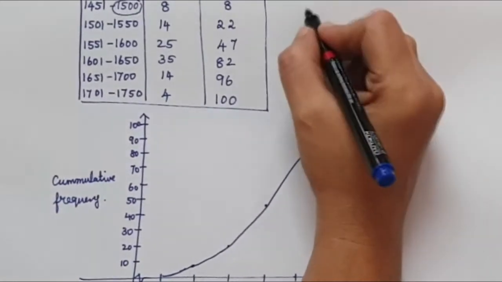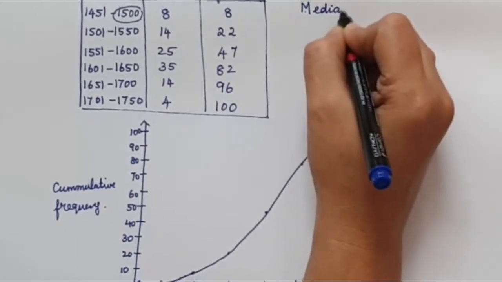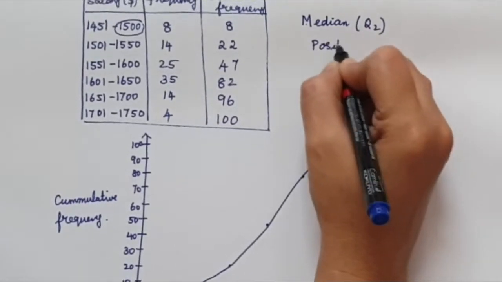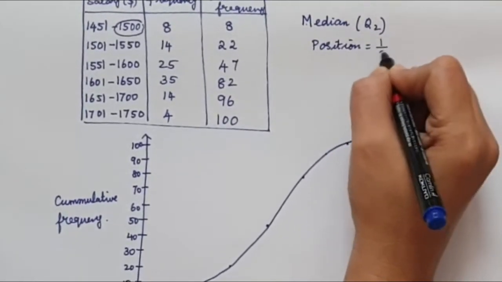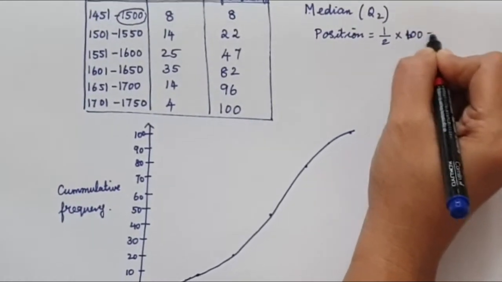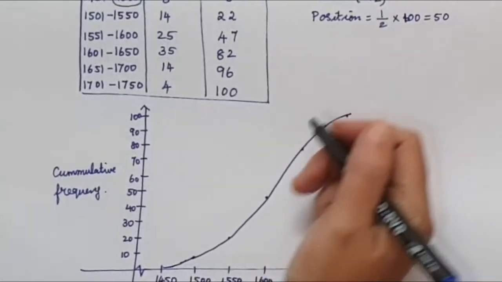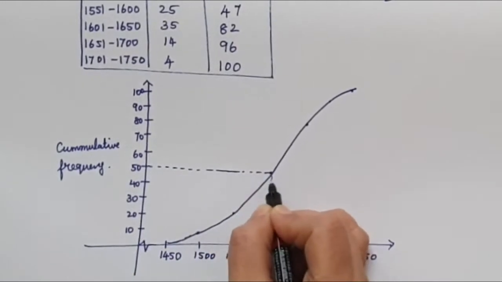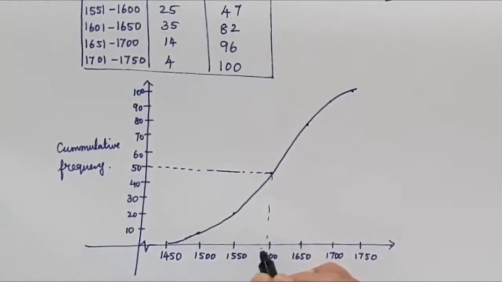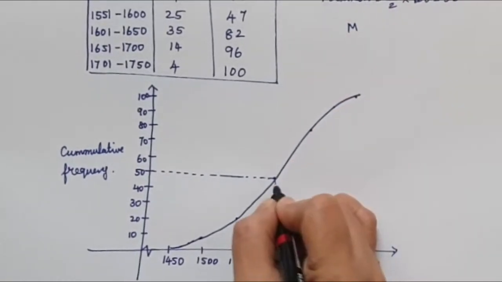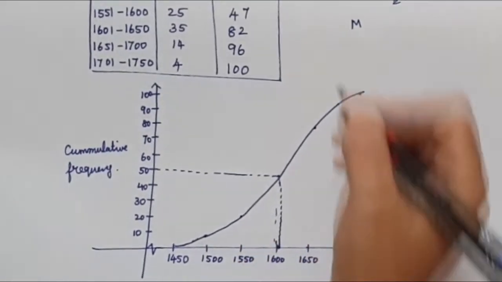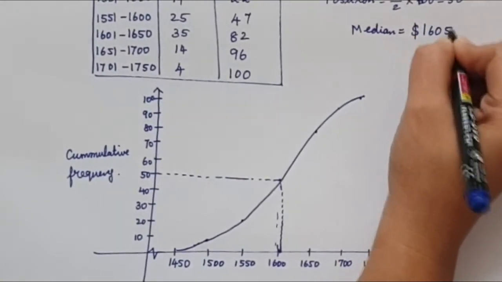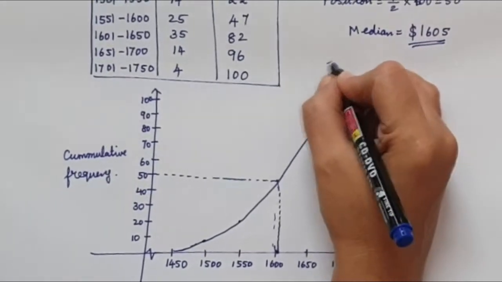As we know, median is the middle value, half the values. Median representation is Q2. First we calculate the position of the median. Position will be equal to half of the total values. Total values is 100, so it is 50. So straight to 50, we just draw a line over here, and wherever it joins over here, that will be our median value. When we draw, it goes till here. So the median will be equal to $1605.